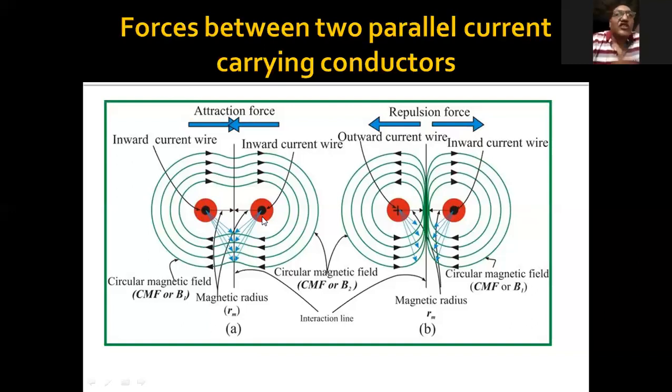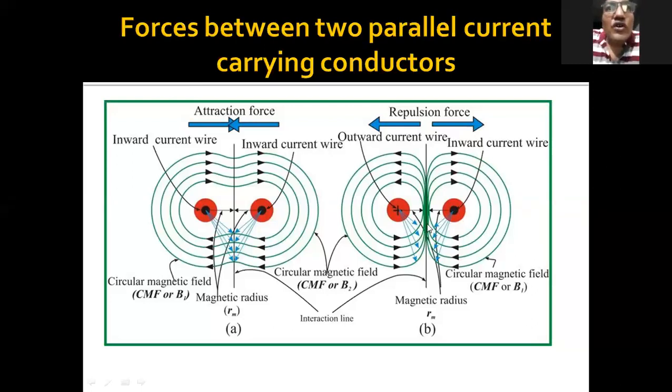If the direction of the current is the same, they will attract each other. Here, this should be a dot and this should be a cross. This is the terminology which we use. Here we should have a dot. Dot means that the current is coming outward, so the direction of the magnetic field will be anti-clockwise. And here it should be represented with a cross. The current is going into the page and it should be clockwise.